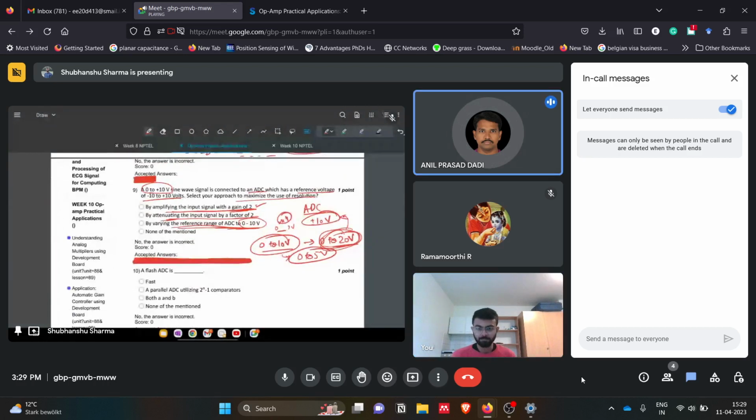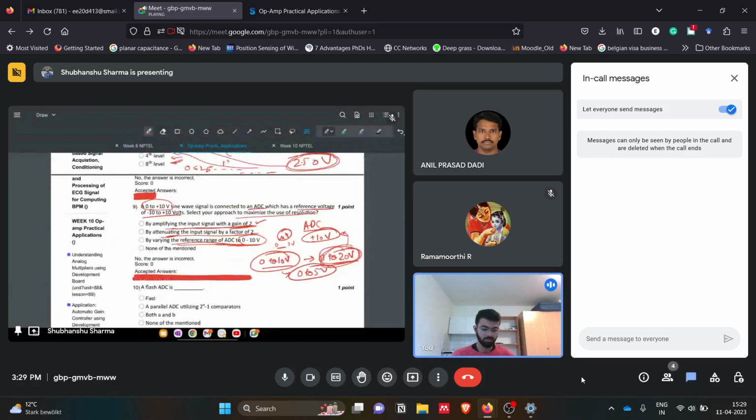Will there be any other way, sir? Apart from the options, I think you can directly measure also, simply giving the 0 to 10 to this ADC. It will measure. But then I think this is the best way you can do, because you only have to change the bias voltage, like the supply voltage. That is easy to do. Instead of changing the whole ADC, you simply have to change the supply voltage, that reference voltage.